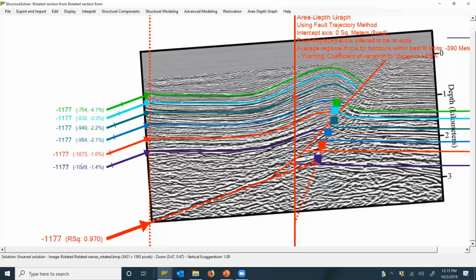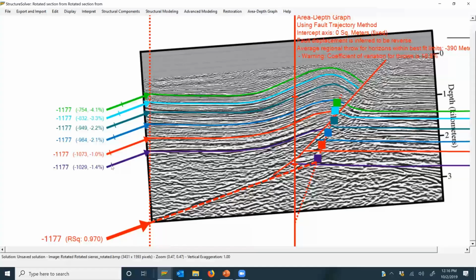And so that displacement is about 1 kilometer for the purple horizon. So it actually underestimates the total amount of displacement on the structure. And so what that indicates is that the bed has actually shortened internally due to subseismic deformation that we're not seeing in this section, because there isn't really a significantly different way to interpret that purple horizon in order to include the deficit in bed length in order to increase the displacement to match the constant area displacement.